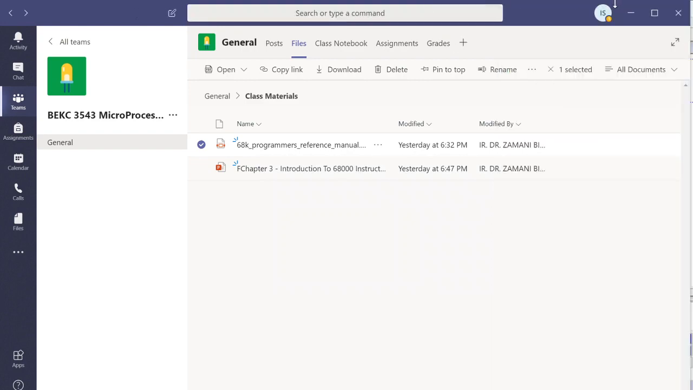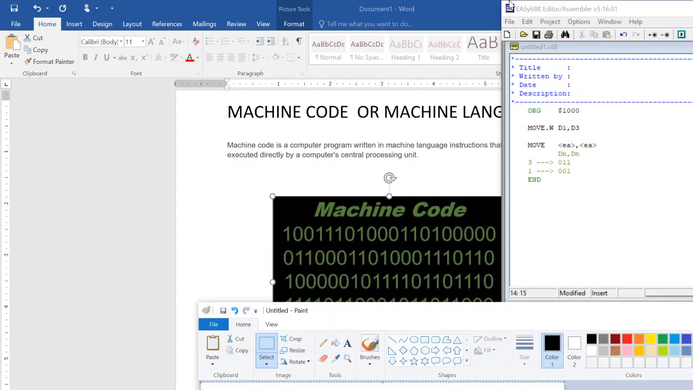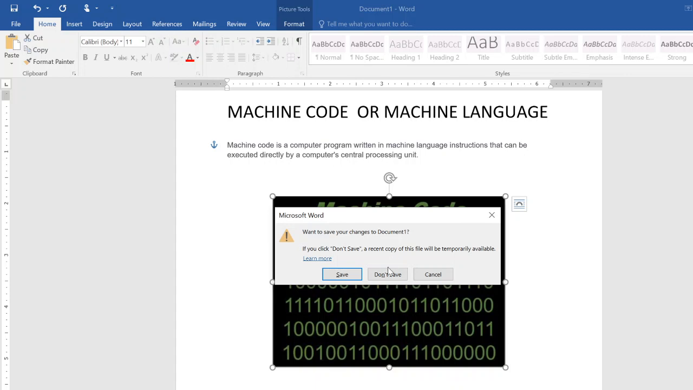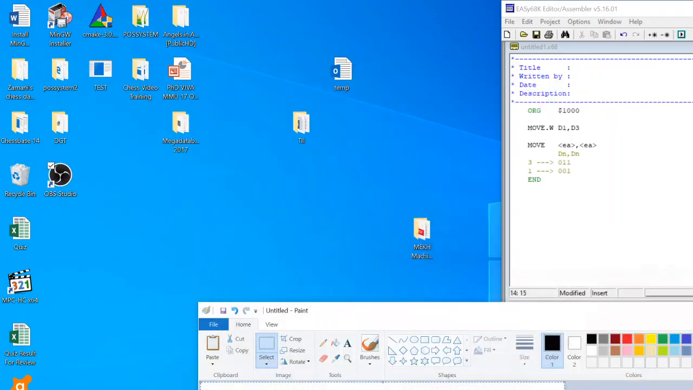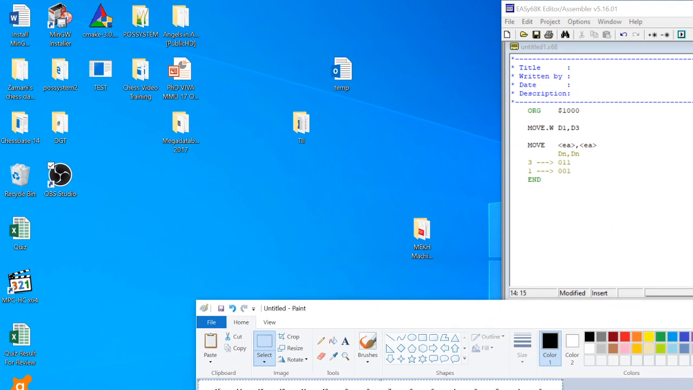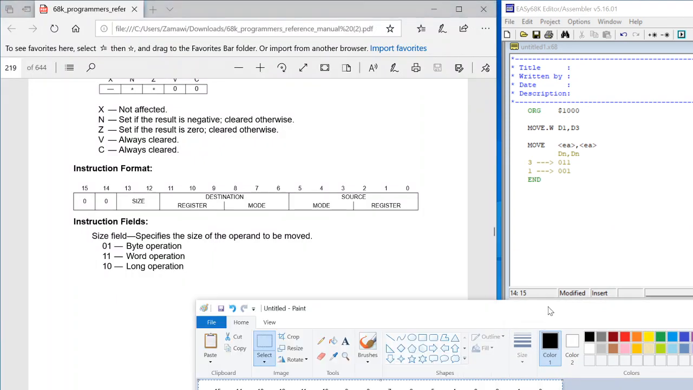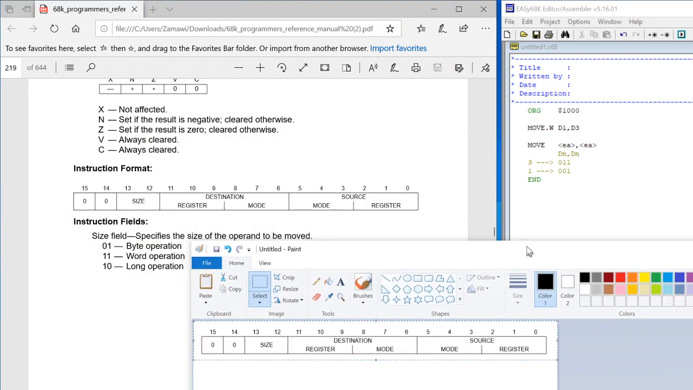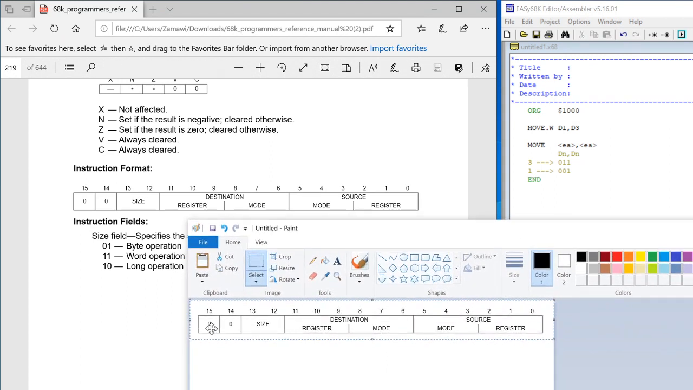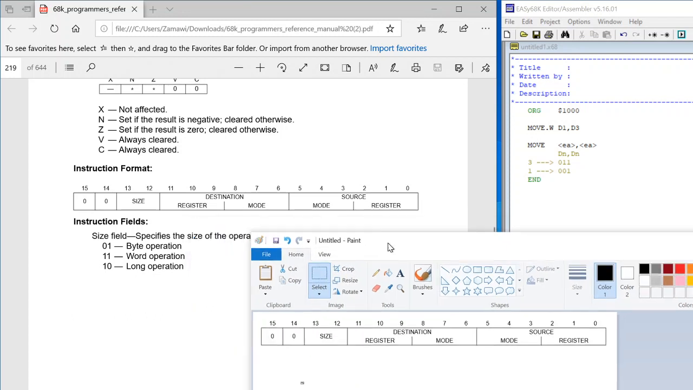Have to push everything first. Okay, again, so you have this 00, correct? The size based on the instruction is move.w. The .w word operation is 11. So what you have to do is write down this 1.